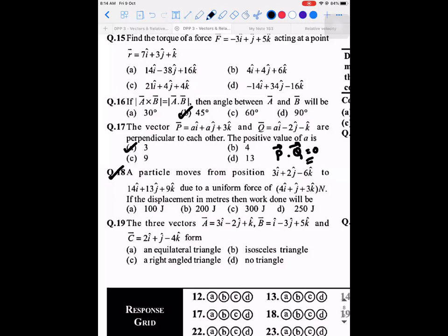So work done is equal to F vector dot the displacement vector. So how do you find the displacement? So two position vectors are given. Then what will be the displacement vector? Final position minus initial. So final position vector minus initial position vector, correct?